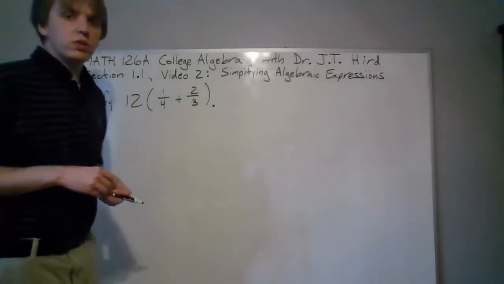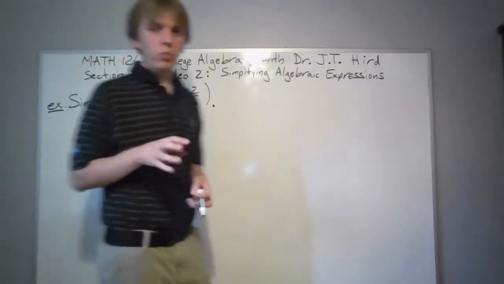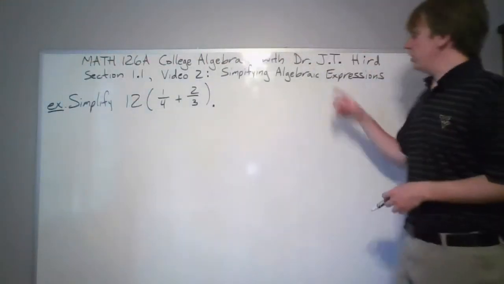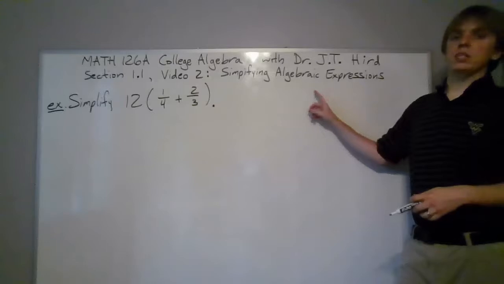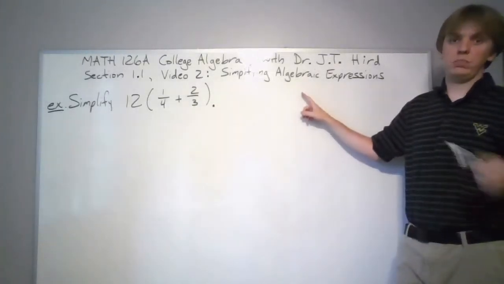Okay, in this video we're going to talk about how to simplify algebraic expressions. So I'm going to start off by talking about what exactly that means. An algebraic expression is just a combination of numbers using our algebraic operations. So plus, minus, times, divide.